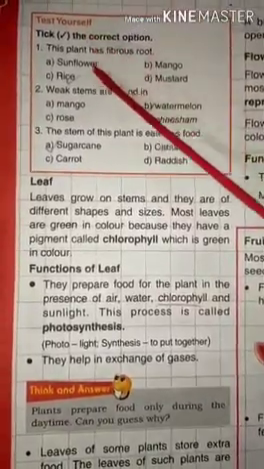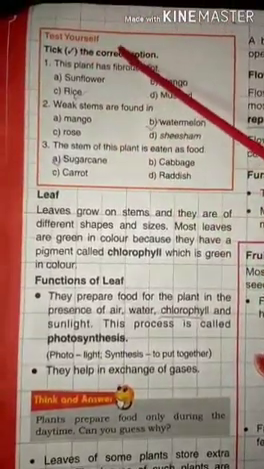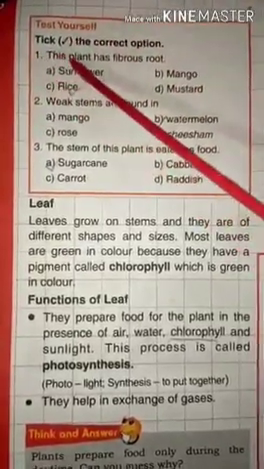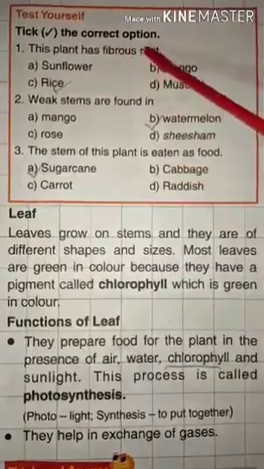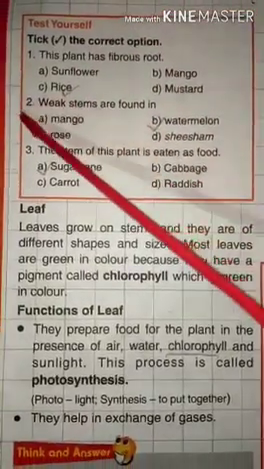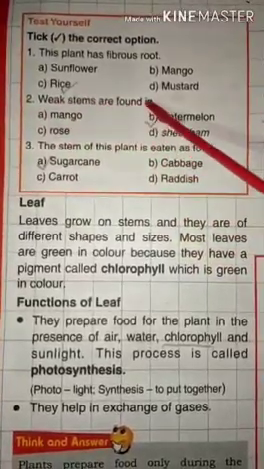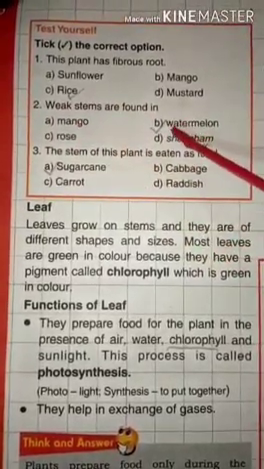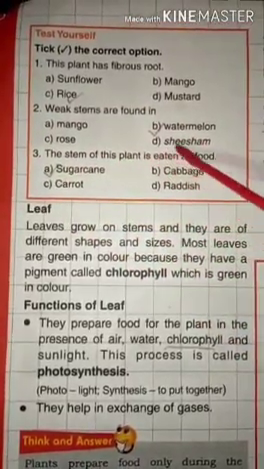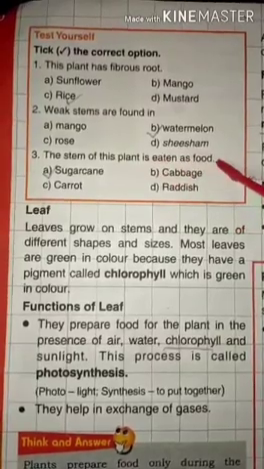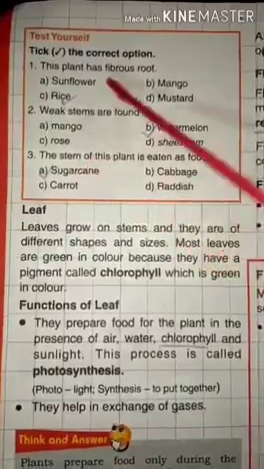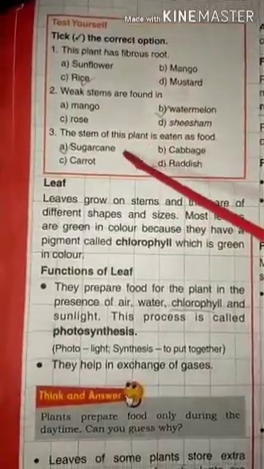First we will deal with this test yourself. Tick the correct options. Number 1, this plant has fibrous root. The answer is rice. Number 2, weak stems are found in, and the answer is watermelon. Number 3, the stem of this plant is eaten as food, and the answer is sugarcane. Okay, so this you do in your book.